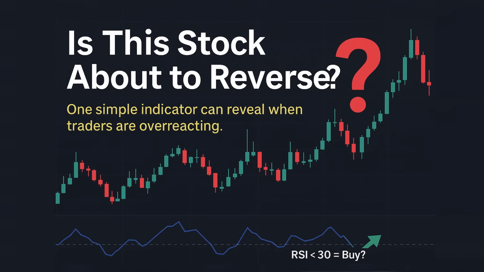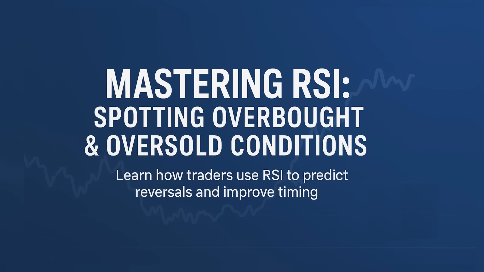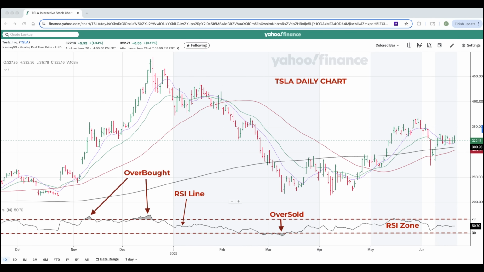Let's break it down. Today, we are diving into a powerful momentum indicator that every investor should know, the Relative Strength Index, or RSI. If you have ever been caught buying the top or selling the bottom, this one is for you. We will use the TSLA Daily Chart as an example and see how RSI helps spot potential reversals through overbought and oversold conditions. But first, let's define what RSI is and how it's calculated.